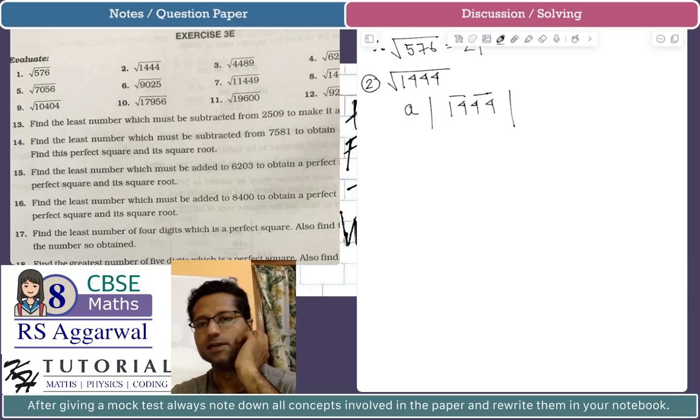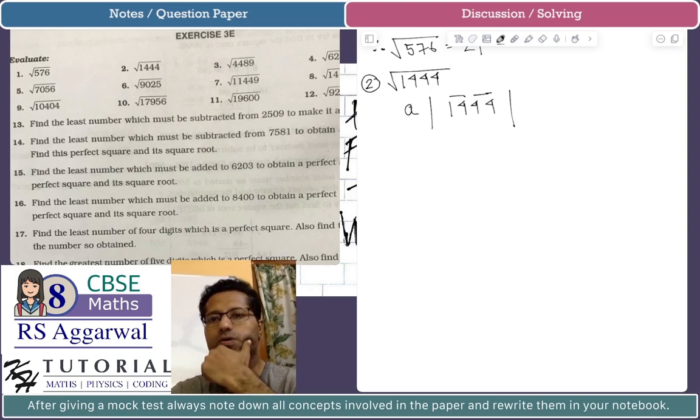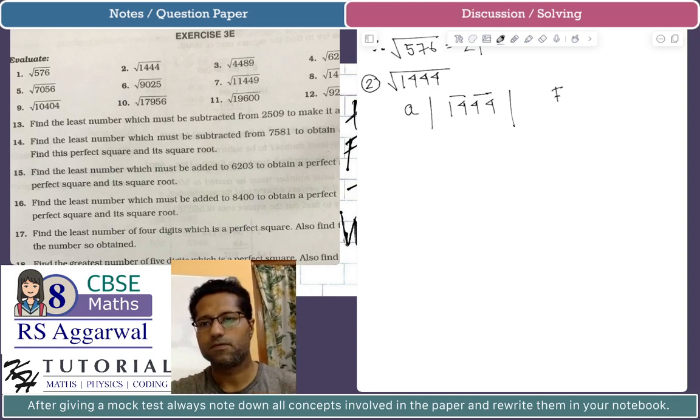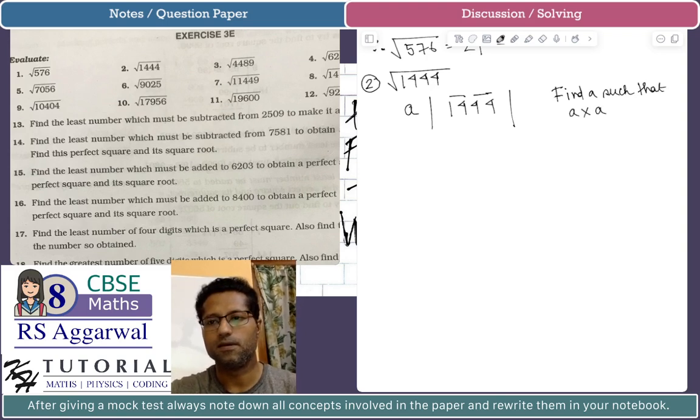It will be a single digit, because we are now only dealing with the first period, the leftmost period. So find the largest A such that A multiplied by A will be less than or equal to 14.